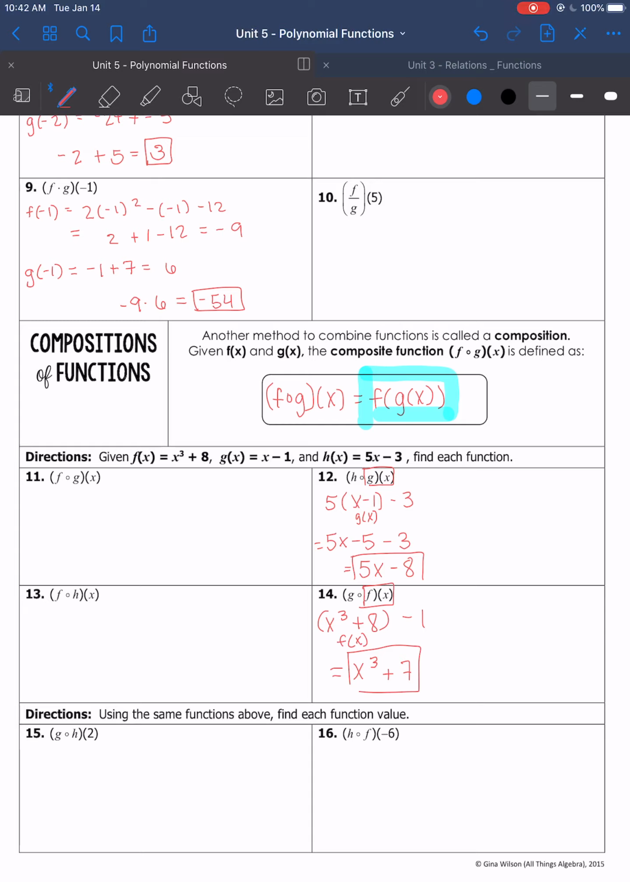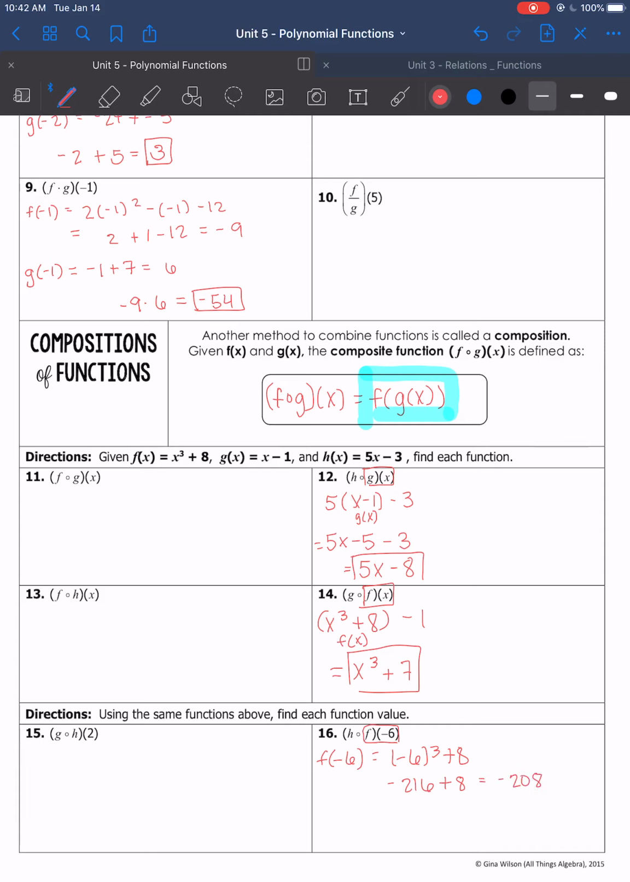And last but not least, we're going to do this, but we're going to find a value this time. So our answer will be a number. So we're going to do h composed of f of negative 6. So you're going to start with f of negative 6, which is negative 6 cubed plus 8. Negative 6 cubed is negative 216 plus 8. Gives me negative 208.